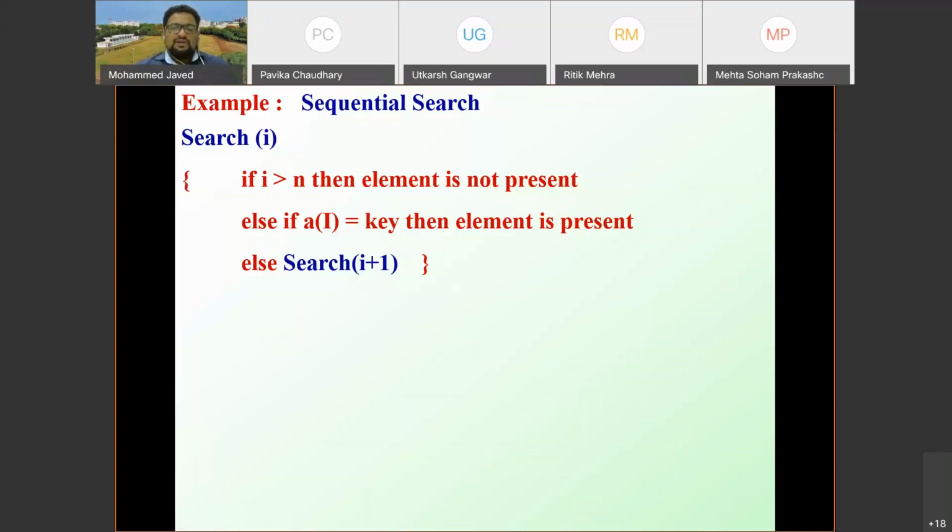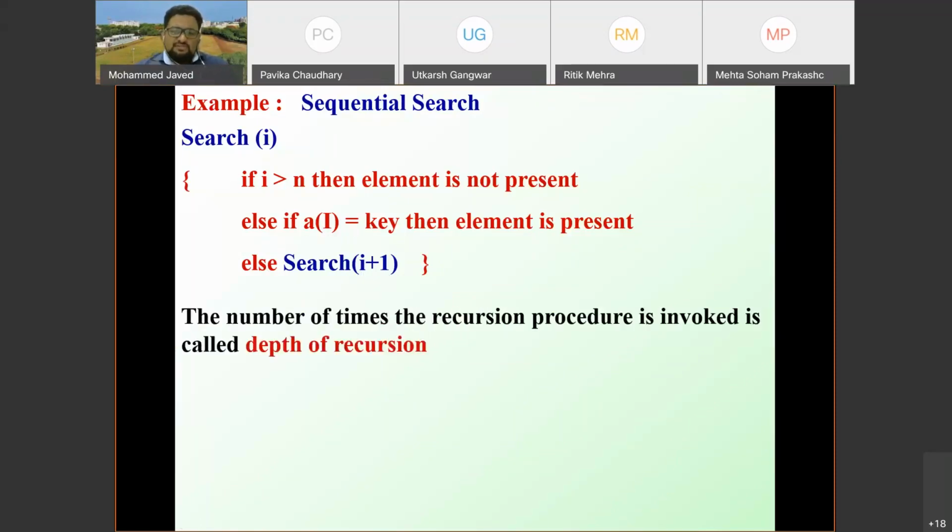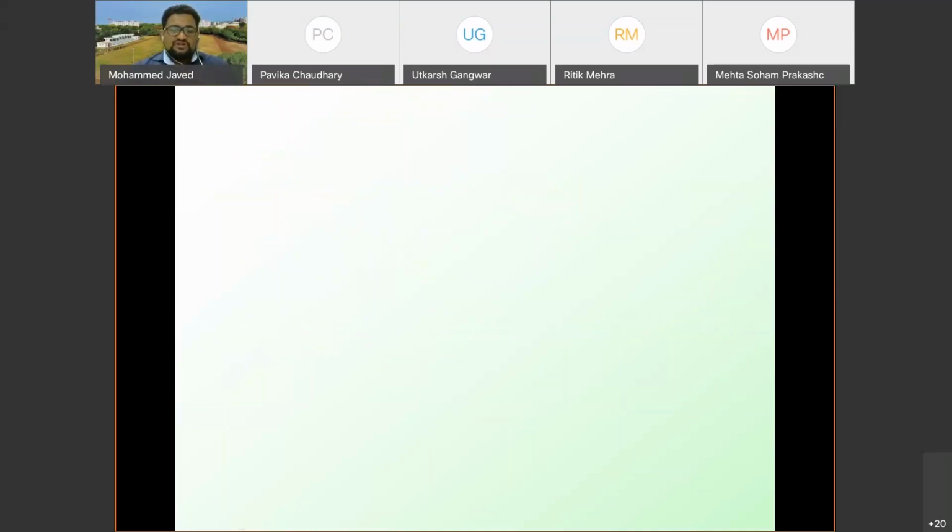So this is one example where you can convert any algorithm into a recursive one. You can write the algorithm in a recursive way, but there are some drawbacks. You have to do a proper analysis before coming up with the recursive procedure. You have to check the advantage of the normal logic as well as the recursive logic. So we have to properly analyze that. The number of times the recursion procedure is invoked is called the depth of the recursion.